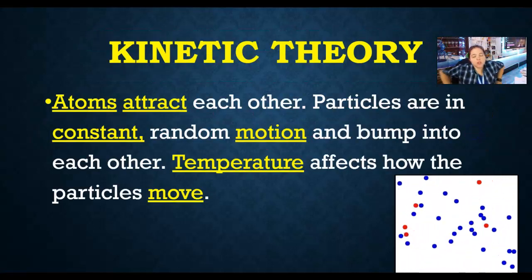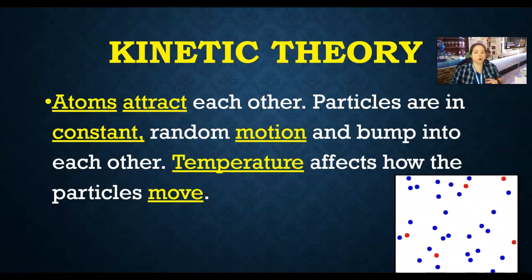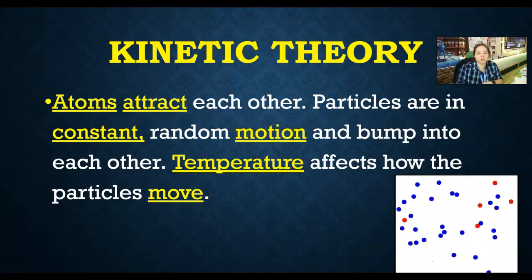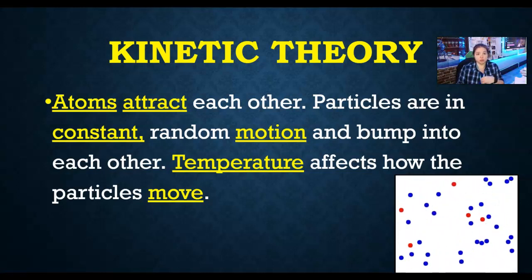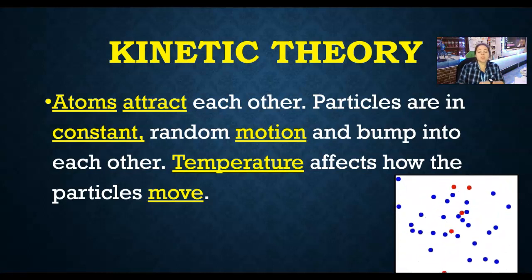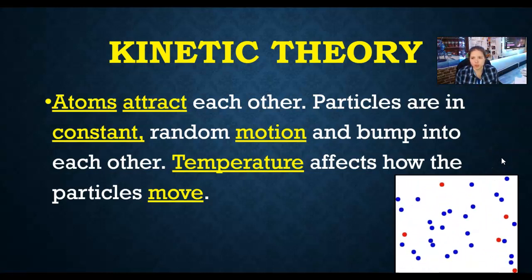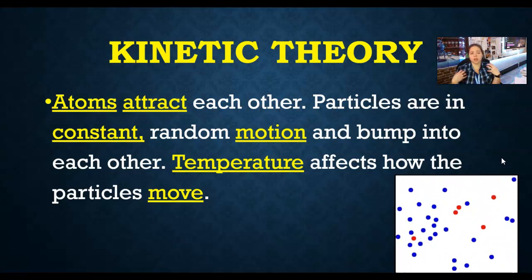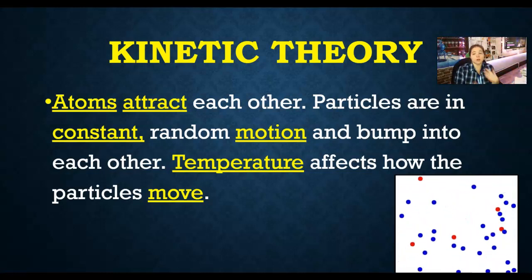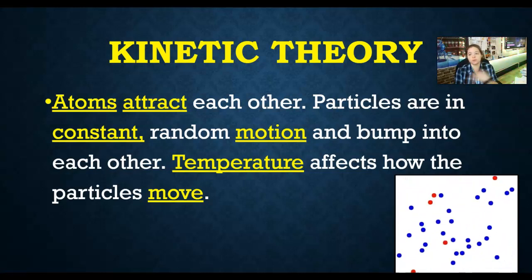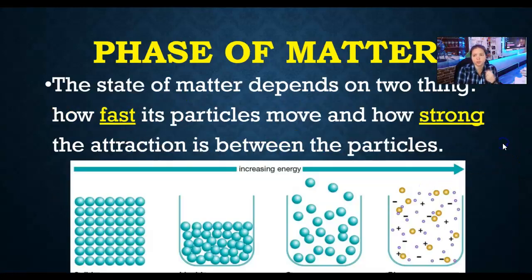All right, so first thing we're going to look at is kinetic theory. If you've ever heard kinetic energy before or potential energy, this kind of is involved. Kinetic theory states that particles are in constant random motion, as you can see down here, and they bump into each other. The amount and how fast and how many times they hit each other is affected by temperature. So the hotter the temperature, the faster they move, the more they hit into each other. The slower they move, the less they hit each other.